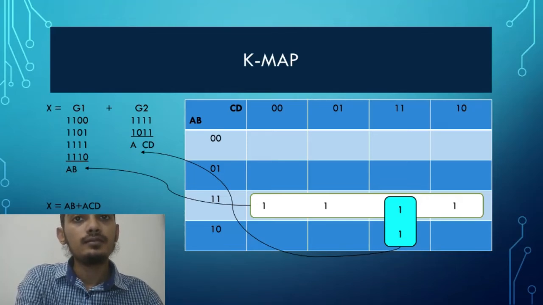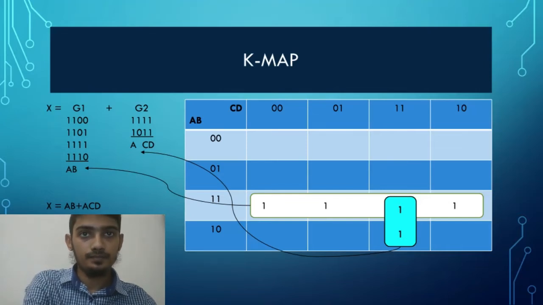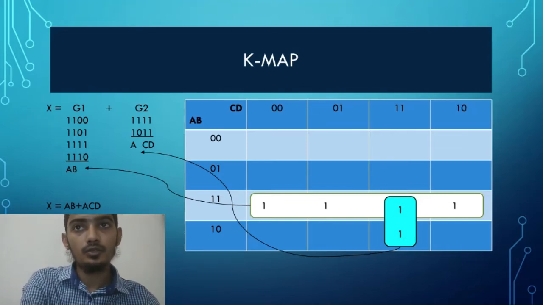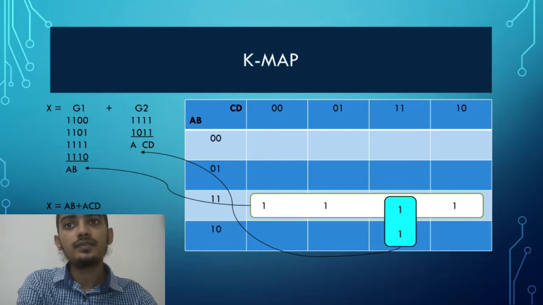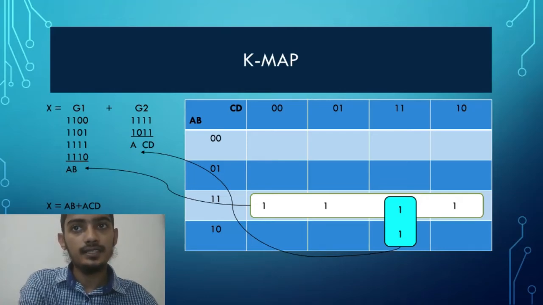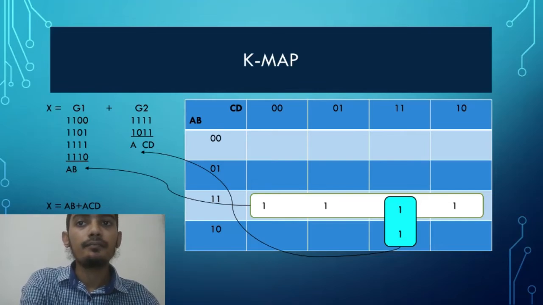By putting values, we can find 2 groups. From the groups we can simplify and we get AB plus ACD, which is a simple circuit. From this circuit we can make the project.